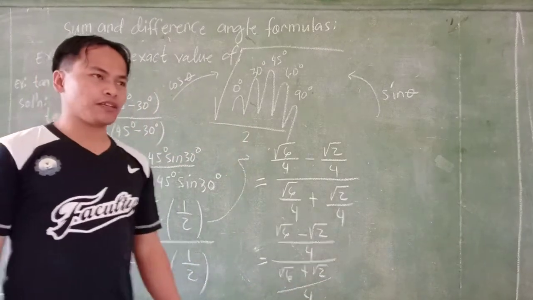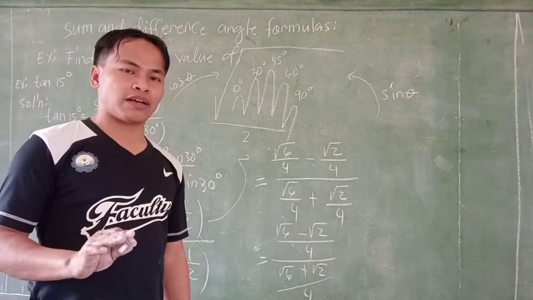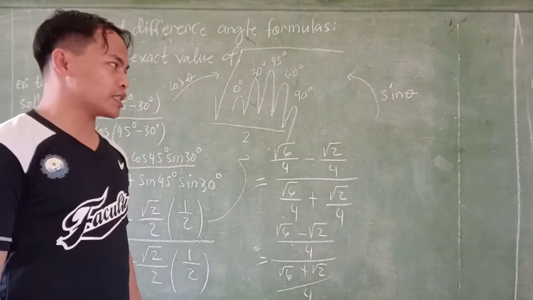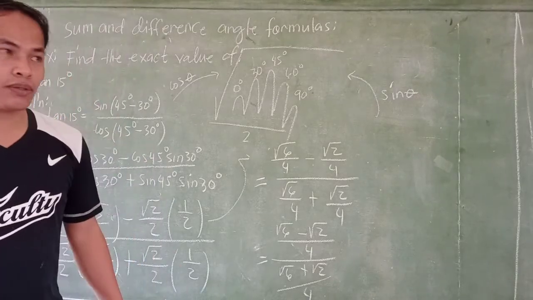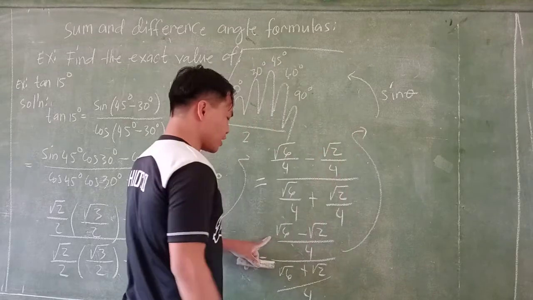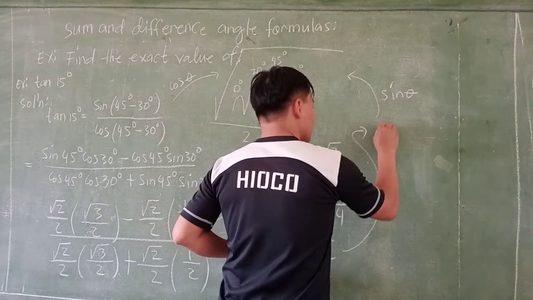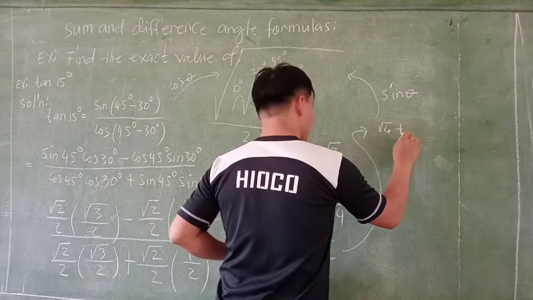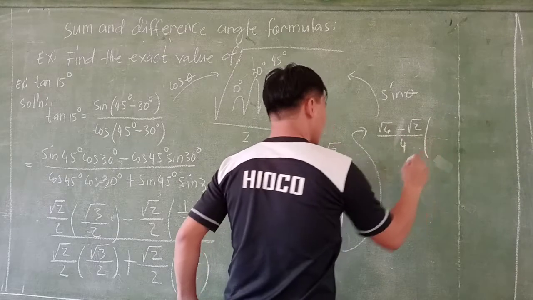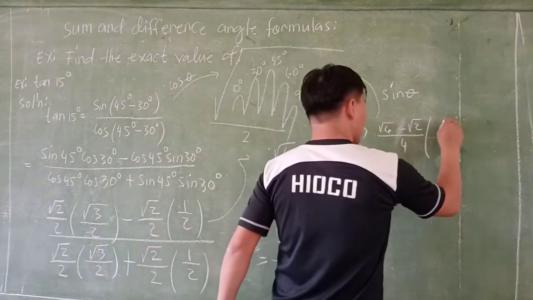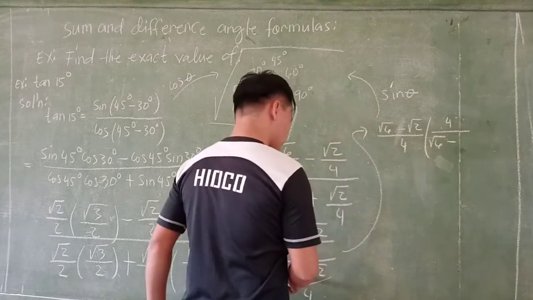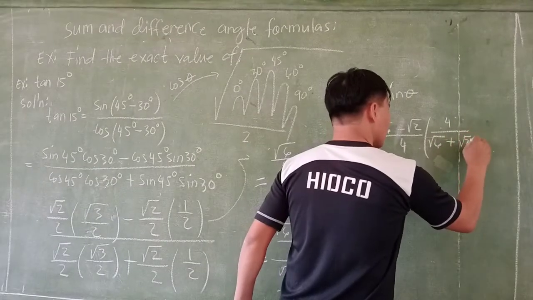Then, in dividing two fractions, we will get the reciprocal of the divisor, the other fraction. Then we change the operation into multiplication. So, let's change this. That is just equal to square root of 6 minus square root of 2 over 4 times the quantity of this one, 4 over square root of 6 plus square root of 2.